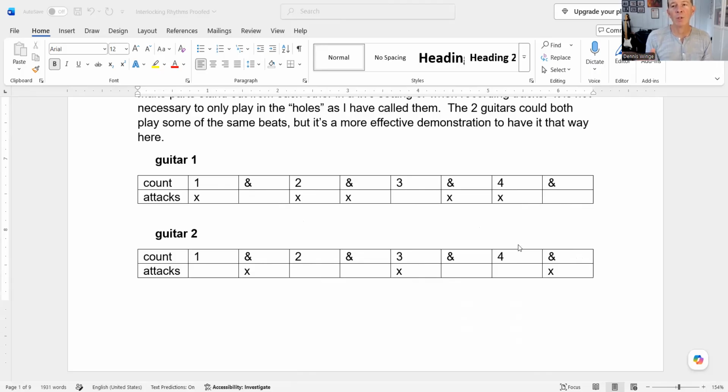In the following example, which I recorded, on one side guitar 1 is playing the big fat chords, and guitar 2 is playing in the holes with smaller, more choppy chords. So at least that kind of fits together, and it sounds like this.